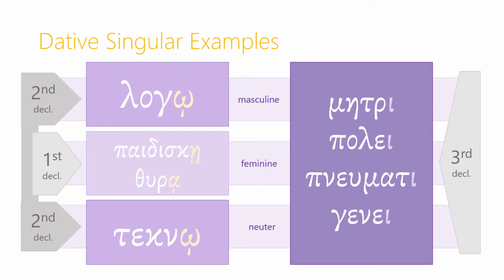And notice that this is another one of the cases where that epsilon between the tau and the rho that appears sometimes, it collapses in the dative singular. So it's not meteri, it's metri. From polis, which has the real stem pole, we just add the iota on that stem and we have pole. From pneuma, which has the real stem pneumat, we have pneumati. And from genos, which has the real stem gene, we have gene.